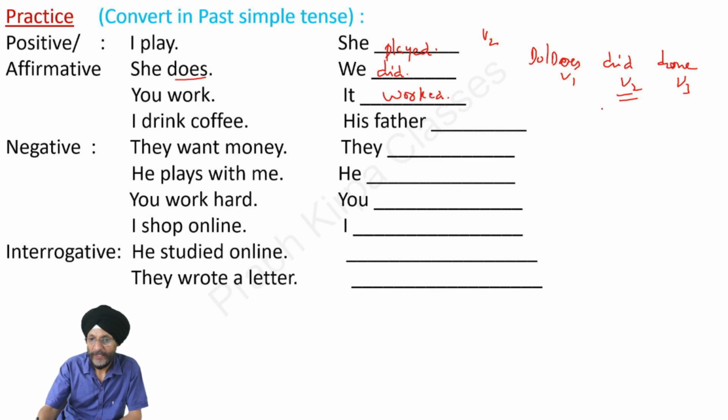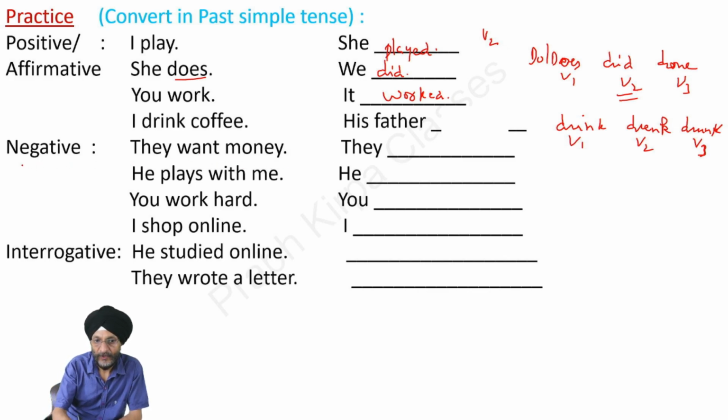I drink. Drink becomes drank, drunk. We have to use the second form. So here we will write his father drank. They want money. We have to make it in negative form. As already told, we have to use did not. They did not want money.